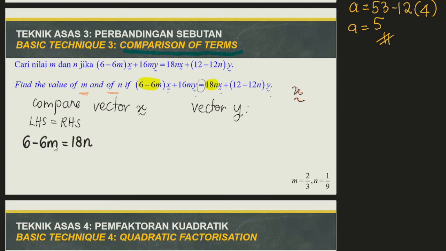Since you got two letters here, never mind, leave this as equation 1 first. Then take for Y. Take 16M, compare with 12 minus 12N. So we compare vector Y: 16M compare with 12 minus 12N. Now this one you can write as equation 2.